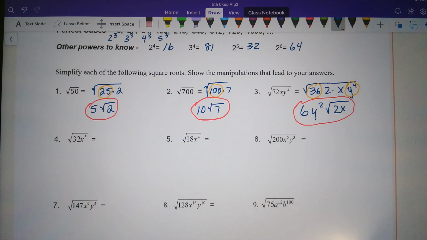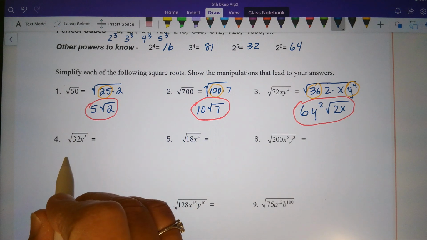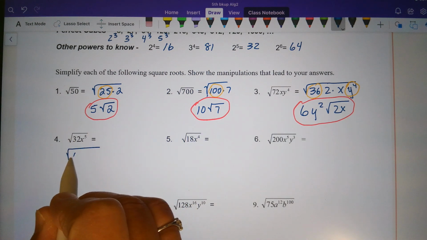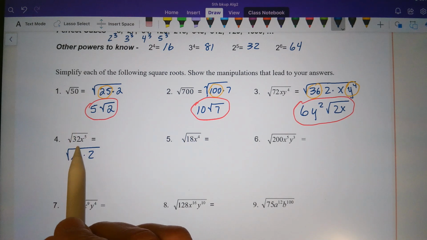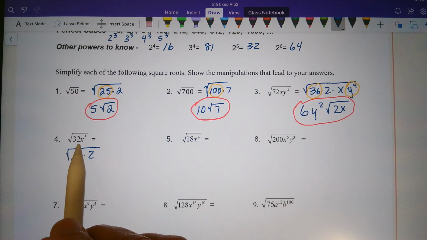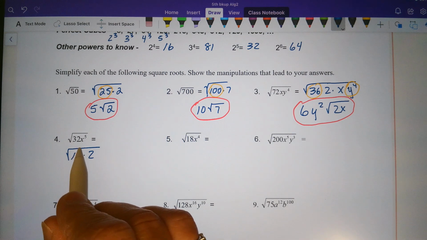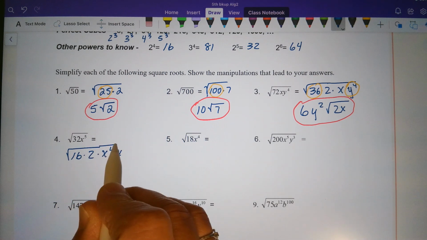The square root of 32, x to the 5th. The largest perfect square that goes into 32 is 16. So I'm thinking, okay, 16 times 2 is 32. Now, x to the 5th. Well, we're looking for x to an even power. What's the largest even power less than 5? It would be 4. So we would write x to the 5th as x to the 4th times x.